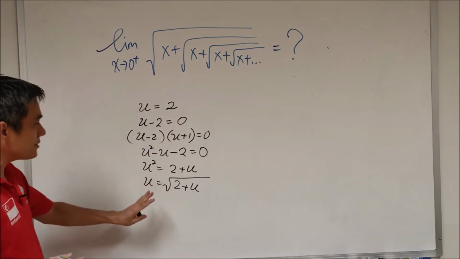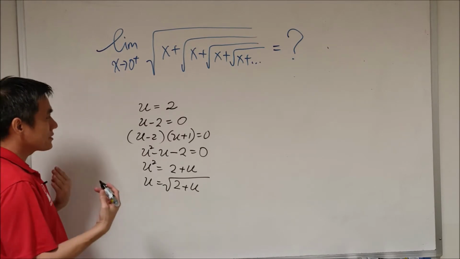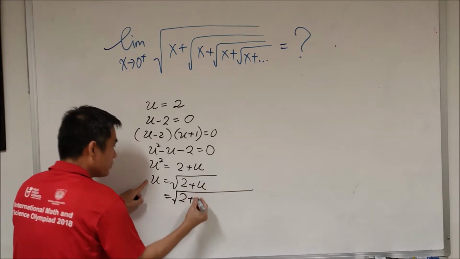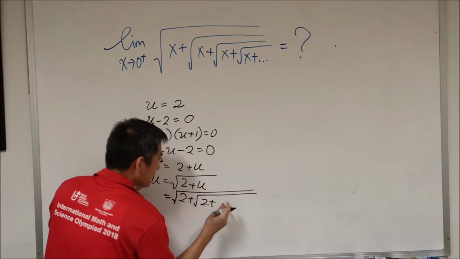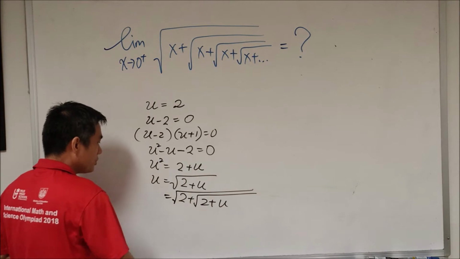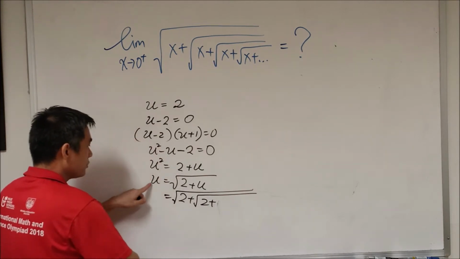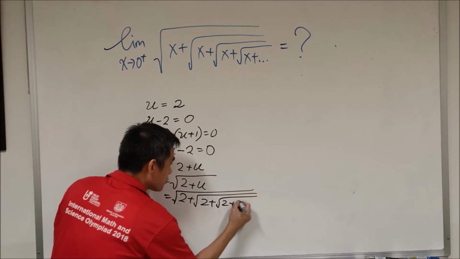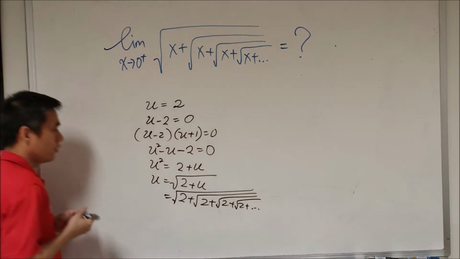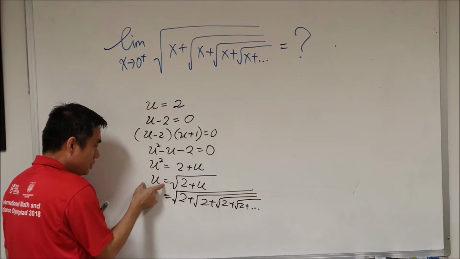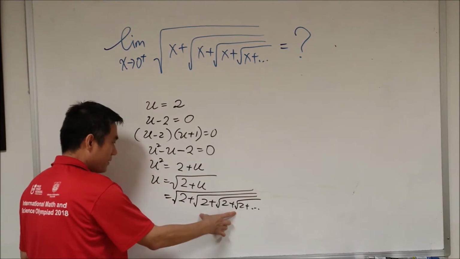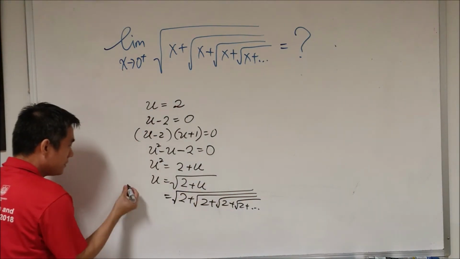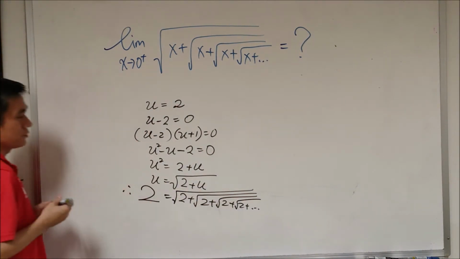Okay, now in this case, we can have something nice. We can have 2 plus u. U is equal to the square root of 2 plus u. But for this u, it is actually equal to the square root of 2 plus u. And u equals the square root of 2 plus u, and so on and so forth. We just know that u can be written in this manner. And since u is equal to 2, therefore this is equal to 2.